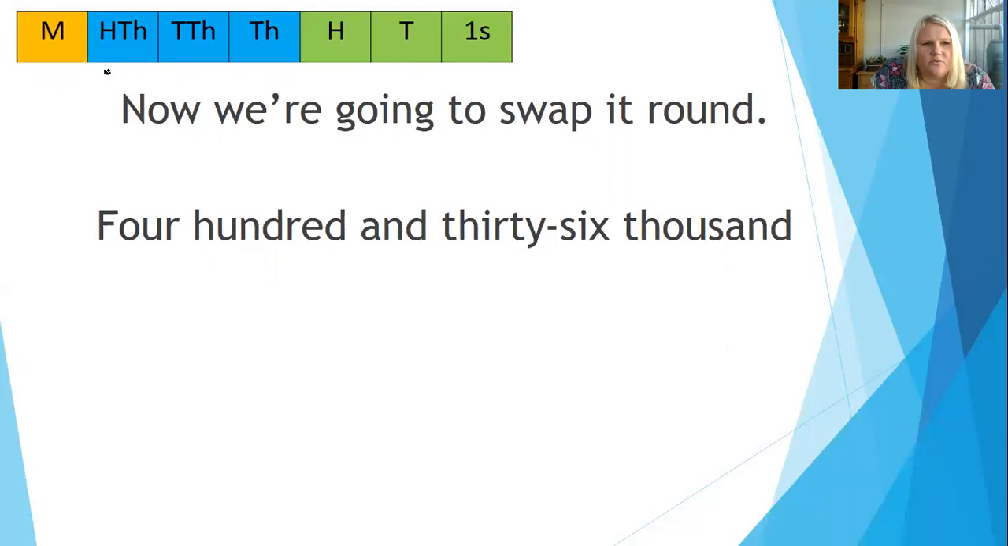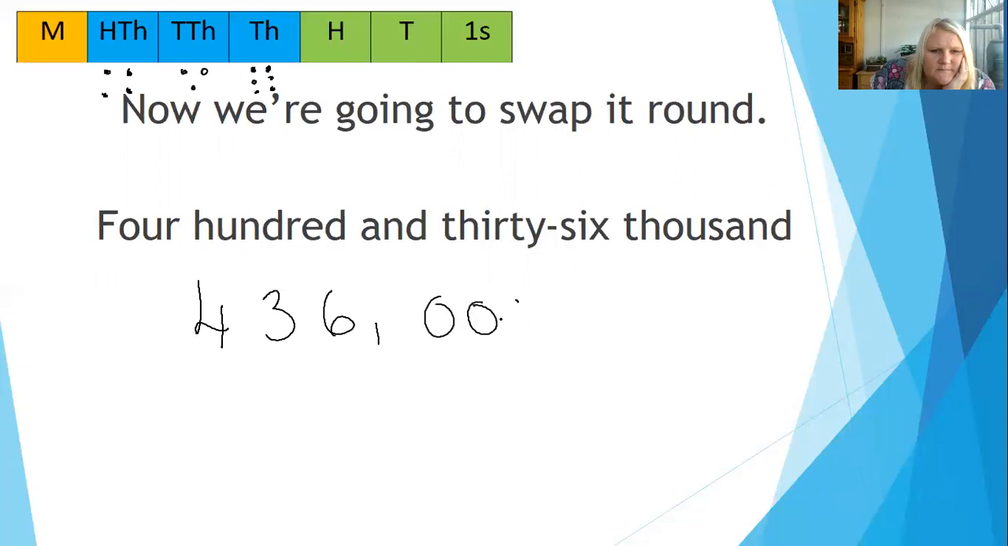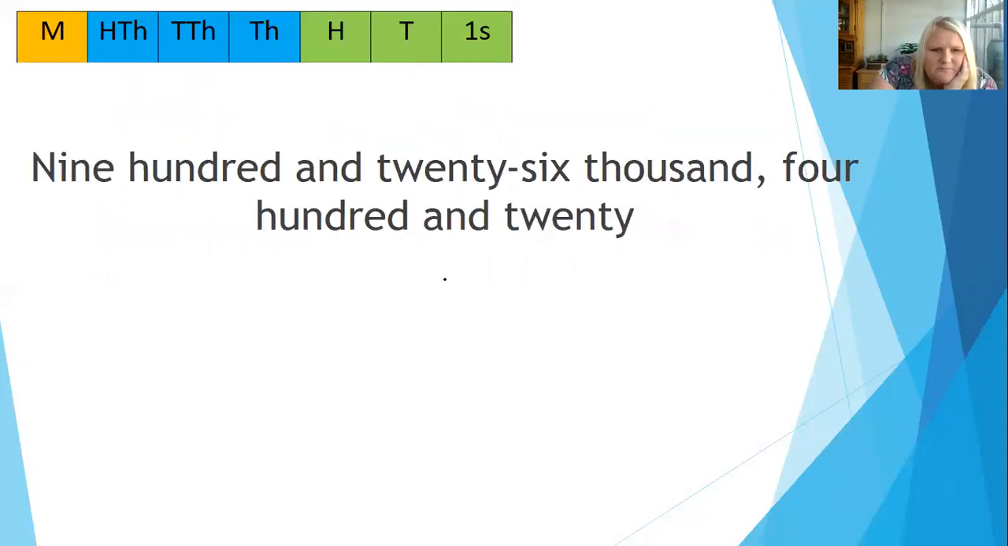So we've got 400,000 and 36,000. So 430 and 1, 2, 3, 4, 5, 6. Oh, I should have left myself some more space there. Okay, we've got none of those, none of those, none of those. So 436,000. So this matches, 436,000. Fabulous. Right, let's have another go.